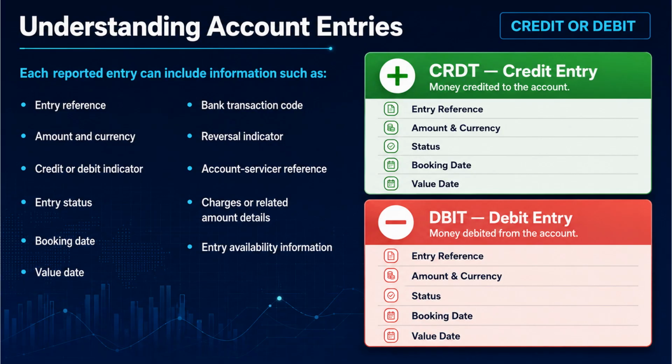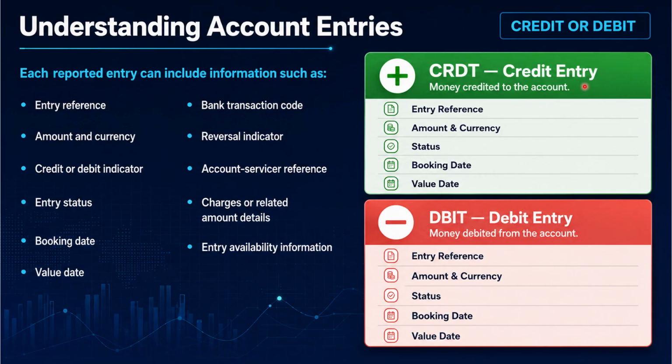Understanding account entries. Each entry reported in camt.052 can contain information such as an entry reference, amount and currency, credit or debit indicator, entry status, booking date, and value date. It may also include a bank transaction code, reversal indicator, account servicer reference, charges, related amount details, and entry availability information. The credit debit indicator tells us how the entry affects the reported account.